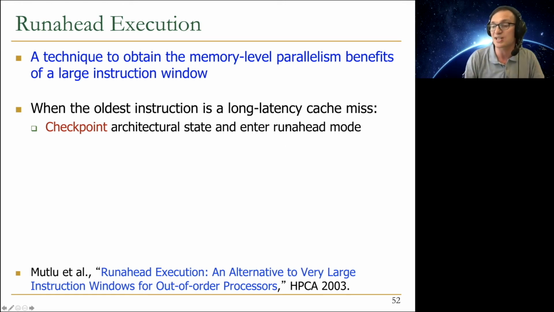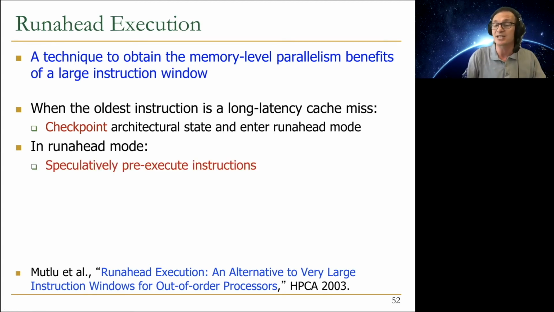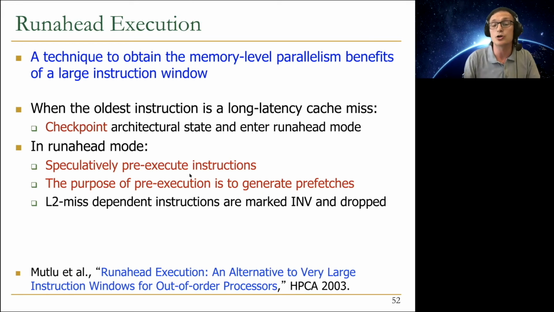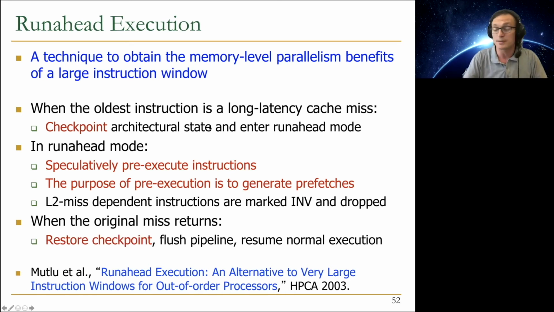And we enter a special processing mode called Runahead mode. In this Runahead mode, the processor speculatively pre-executes the instructions. It's completely speculative execution. The purpose of pre-execution is to generate prefetches. It ignores long latency instructions. It basically generates prefetches for them, and then it drops them. Basically, it can get them out of the machine so that it can reach other parts of the instruction stream of the program it's executing. So it looks ahead in the program, basically, just to prefetch instructions. It executes ahead in the program. And then when the original miss that caused entry into this Runahead mode returns, the processor restores the checkpoint, flushes the pipeline, and resumes normal execution.